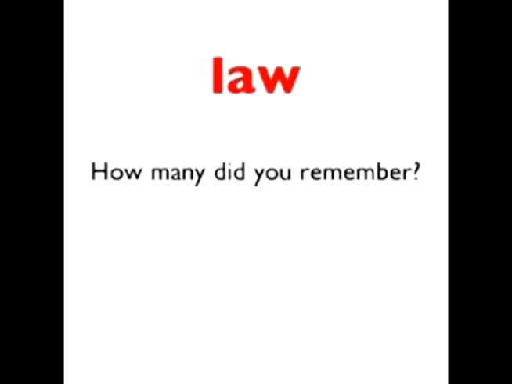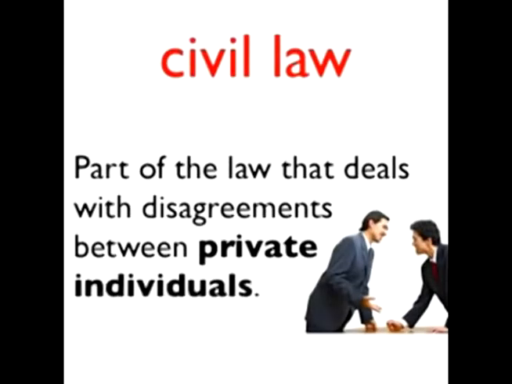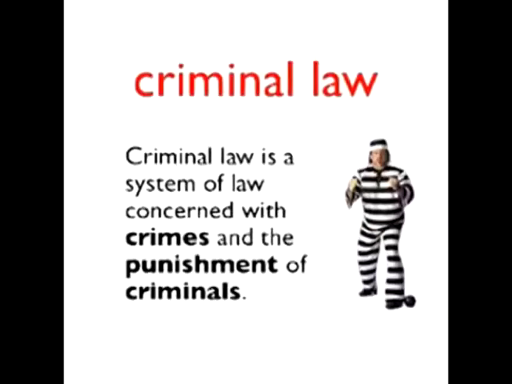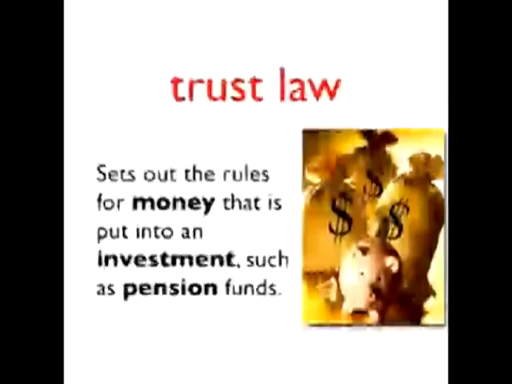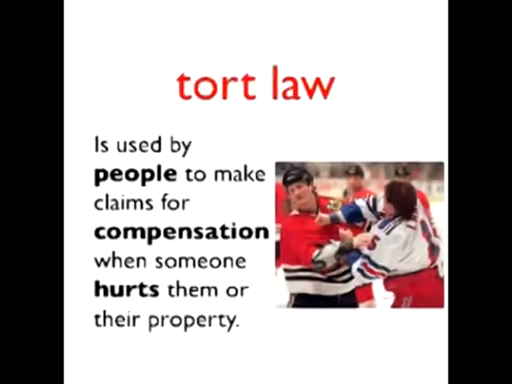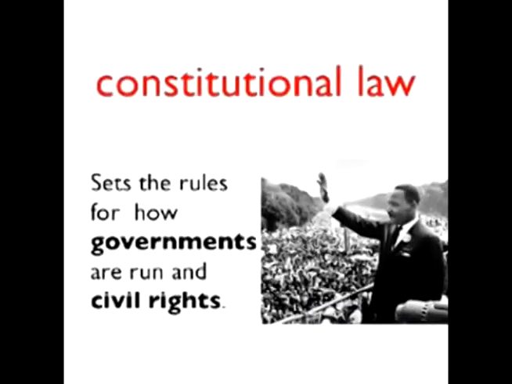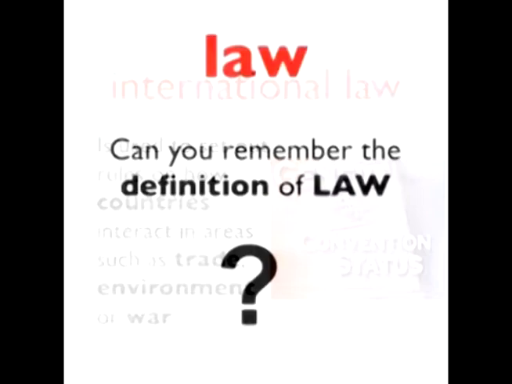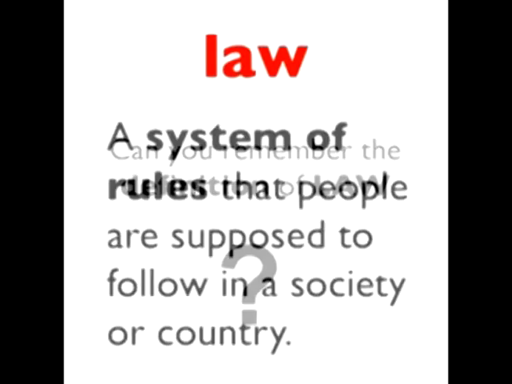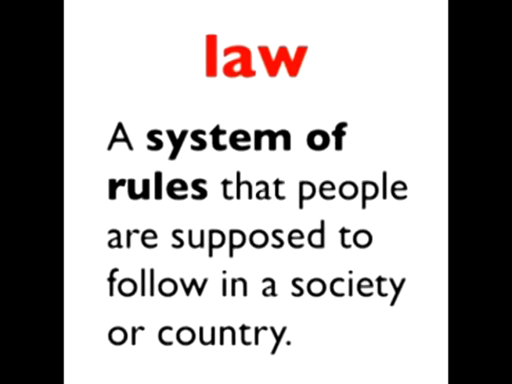Okay, how did you do? Hopefully, you managed to remember at least three of these terms: civil law, criminal law, contract law, trust law, tort law, constitutional law, administrative law, and international law. And how about a definition of law itself? Law is a system of rules that people are supposed to follow in a particular country or society.